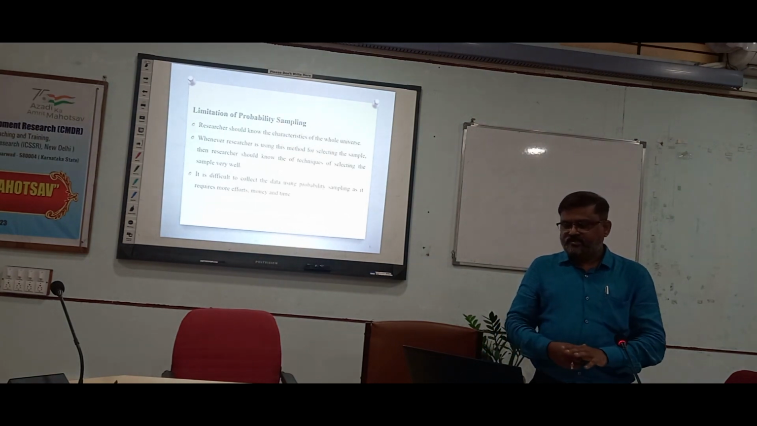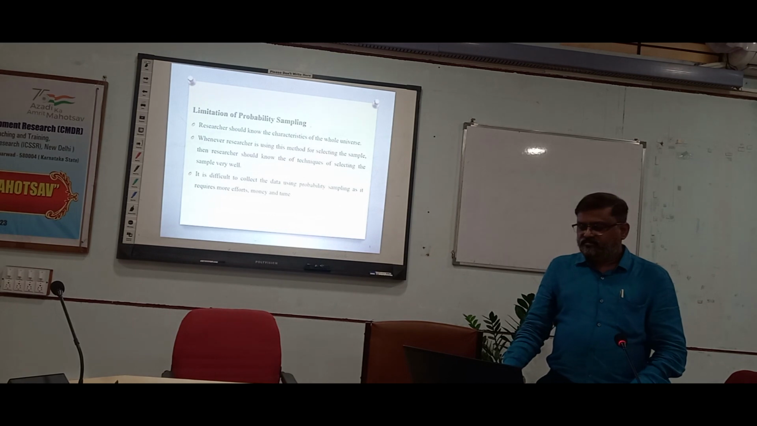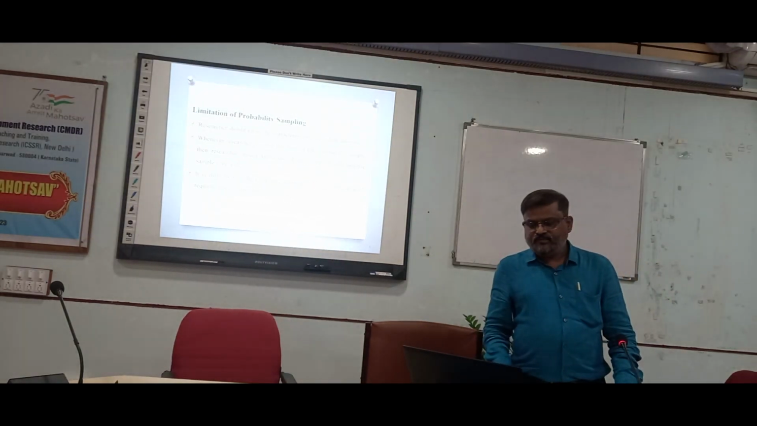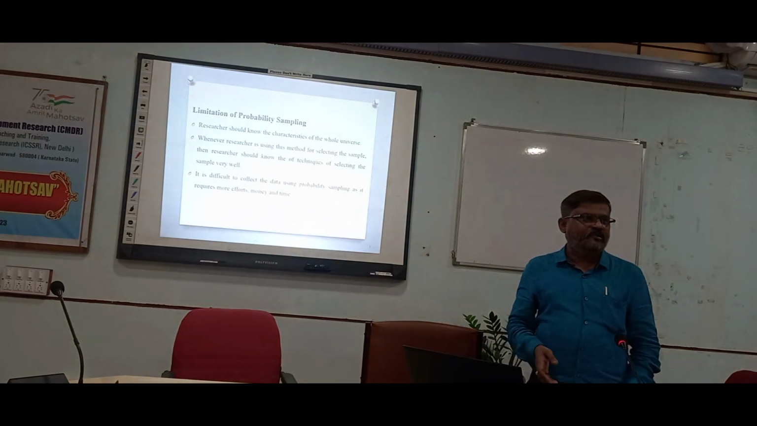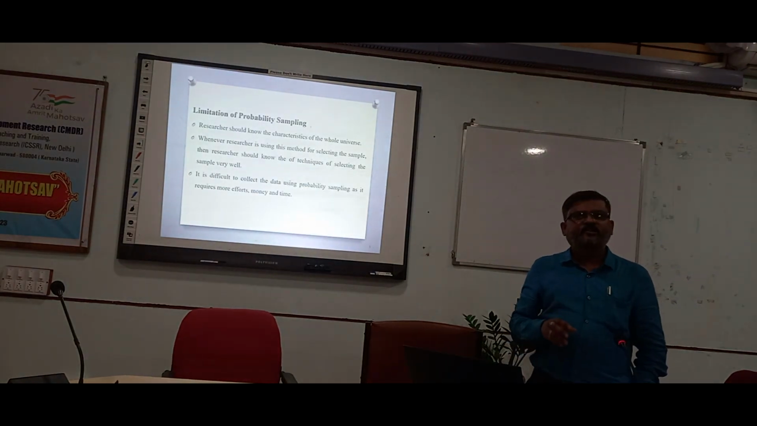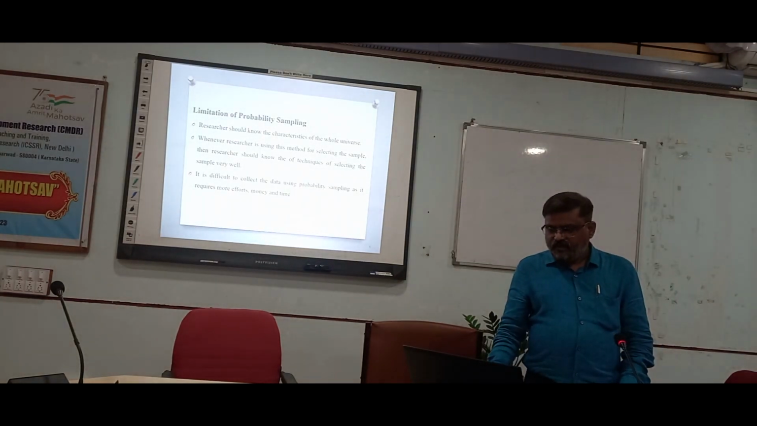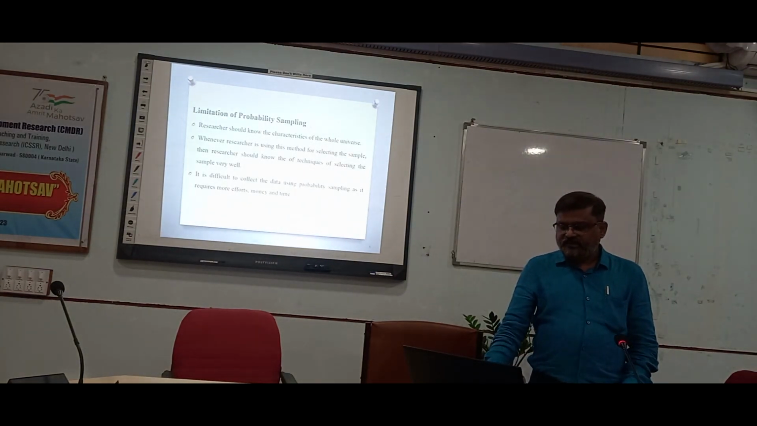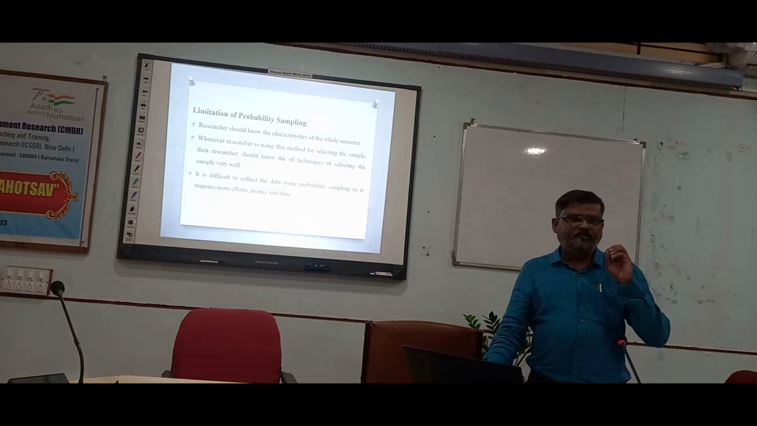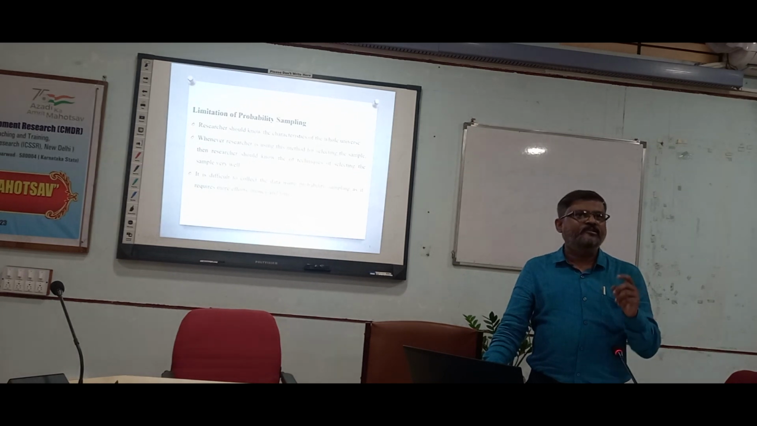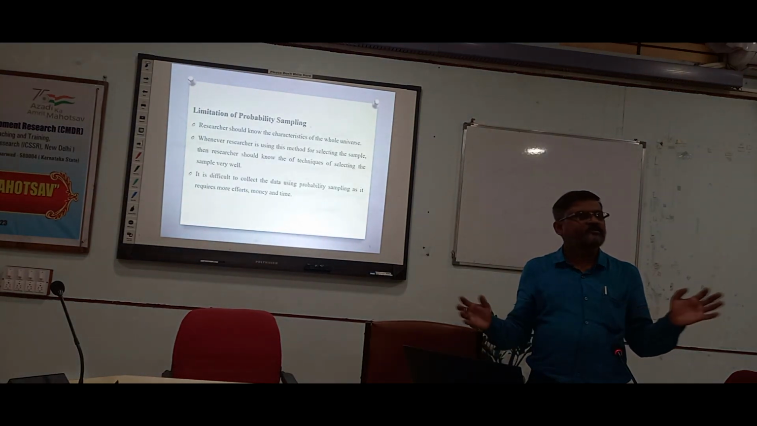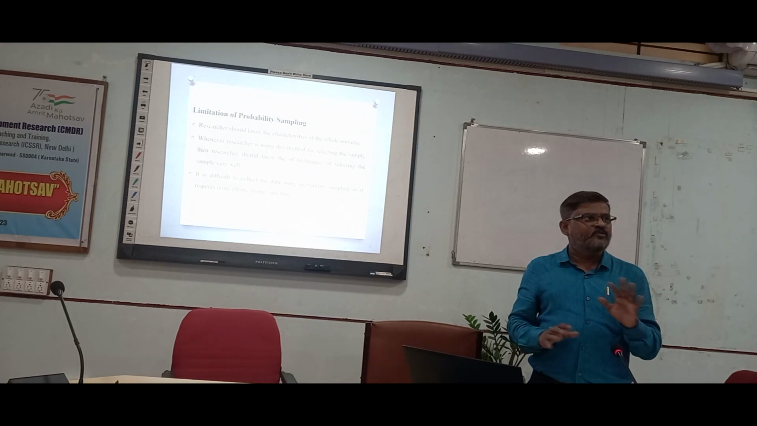There are certain limitations also in probability sampling. As I already said, researchers should know the whole universe of the population. Otherwise, it will be very difficult to decide how much sample is required. And for selection of the sample, we need to use certain specific methods. It also requires more money and energy. When there is a larger sample, it requires more time and energy.